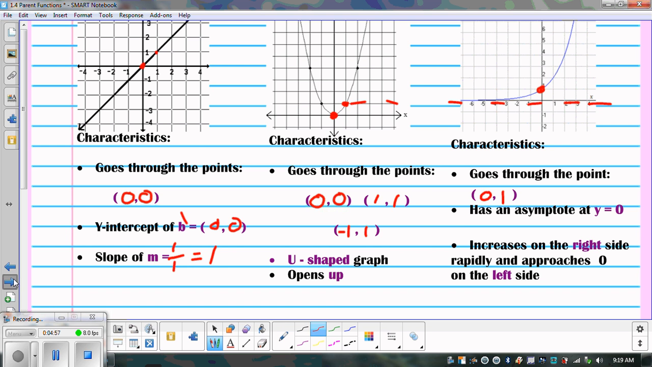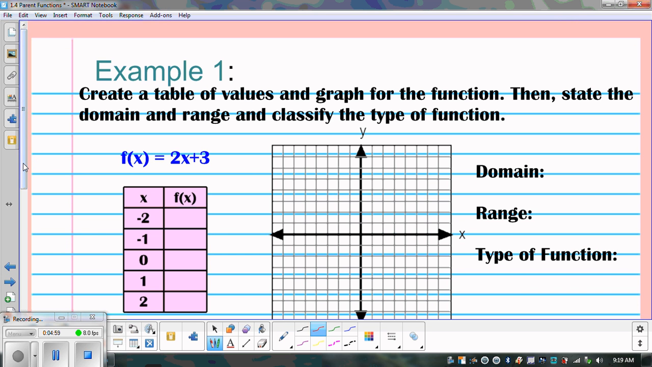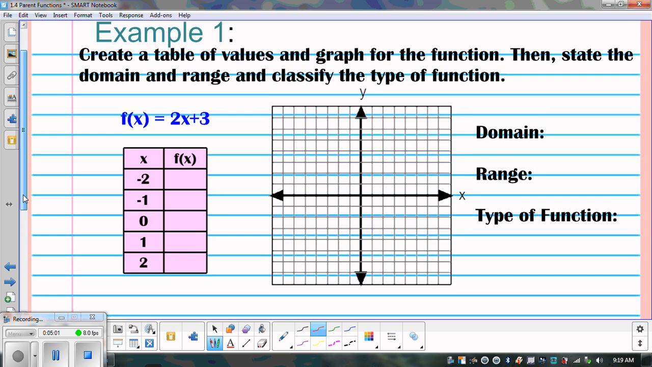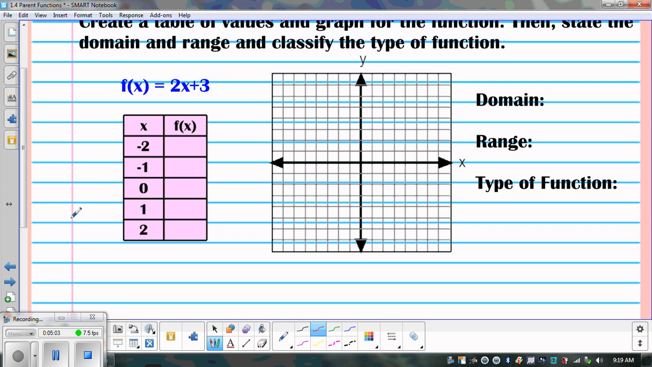Let's take a moment and look at this first function. It says f of x equals 2x plus 3. I want to fill in this table of values and graph the function. Once I can see the function, it'll be very easy to decide, is it linear, quadratic, or exponential? Here's how we go about filling in this table.